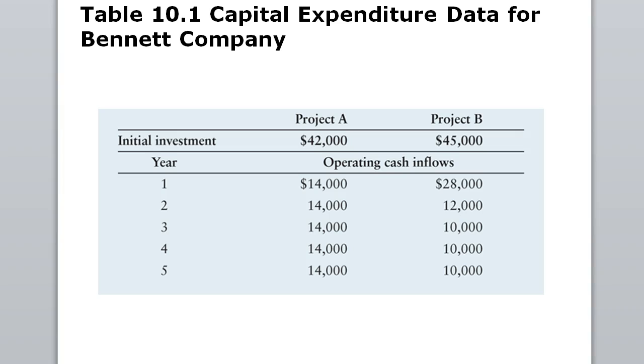So this is Project A and Project B. This is the cost for A and this is the cost for B. And these are the cash flows that the companies will generate. Notice that Project A is an even, consistent cash flow, and for Project B, year one gets most of the cash flow and the following years less.